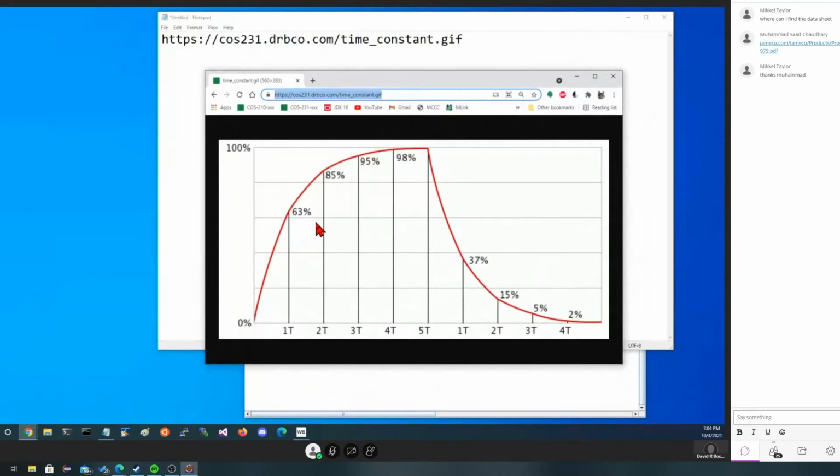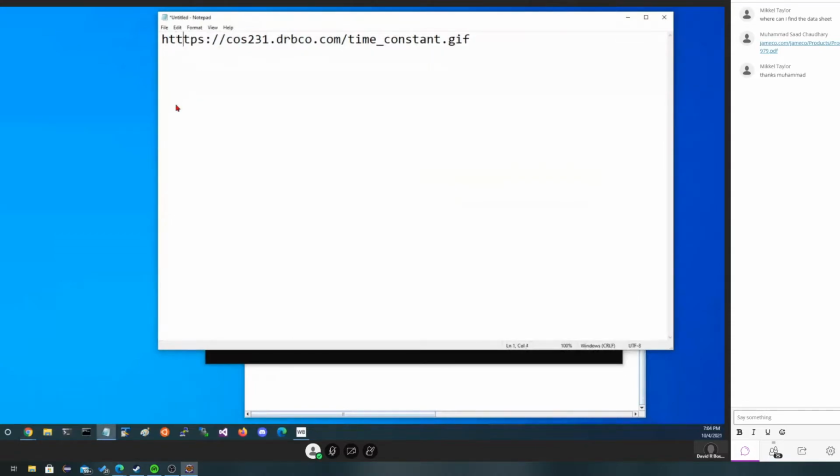Now, this chart has 2 things in it. One is the charge time of a capacitor, and the second is the discharge time of a capacitor. Notice along the bottom, we have 1, 2, 3, 4, 5 of these capital T things. T stands for time constant, but it normally would be called tau, T-A-U, the Greek letter tau. Tau is what we actually call the time constant.